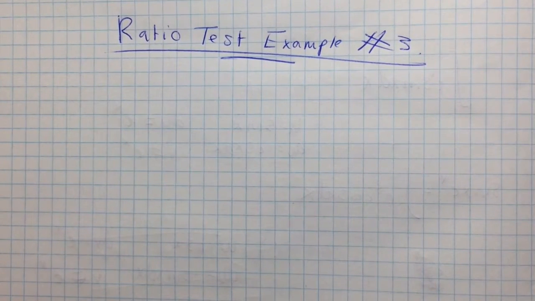But this is on the ratio test. This is example 3. In this video, I do not find the open interval of convergence, but in fact, I'm literally just going to show the ratio test to determine whether or not the following series converges or diverges. So let's get into it.